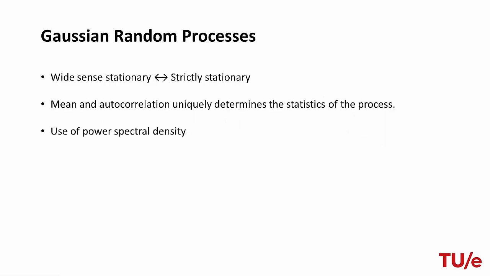Besides the preservation of Gaussian property through linear operations, there are other properties of the Gaussian random processes that are of great practical value. As you may remember, for Gaussian random processes, the wide sense stationary property is equivalent to strict sense stationary property. Mean and autocorrelation uniquely determine the statistics of a Gaussian random process. And for a stationary Gaussian process, the power spectral density of the output can be obtained easily by the power spectral density of the input and the system function.